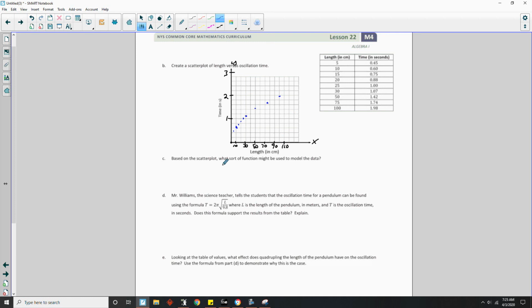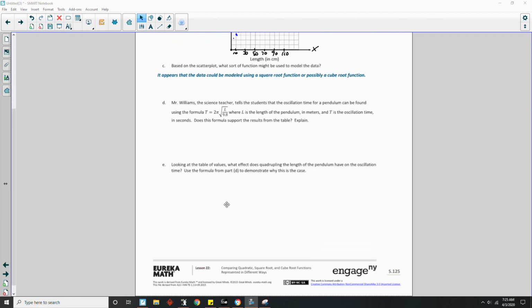Based on the scatter plot, what sort of function might you use for this data? It could be a square root or maybe a cube root, positive side. So it appears that the data could be modeled using a square root function or possibly a cube root function.